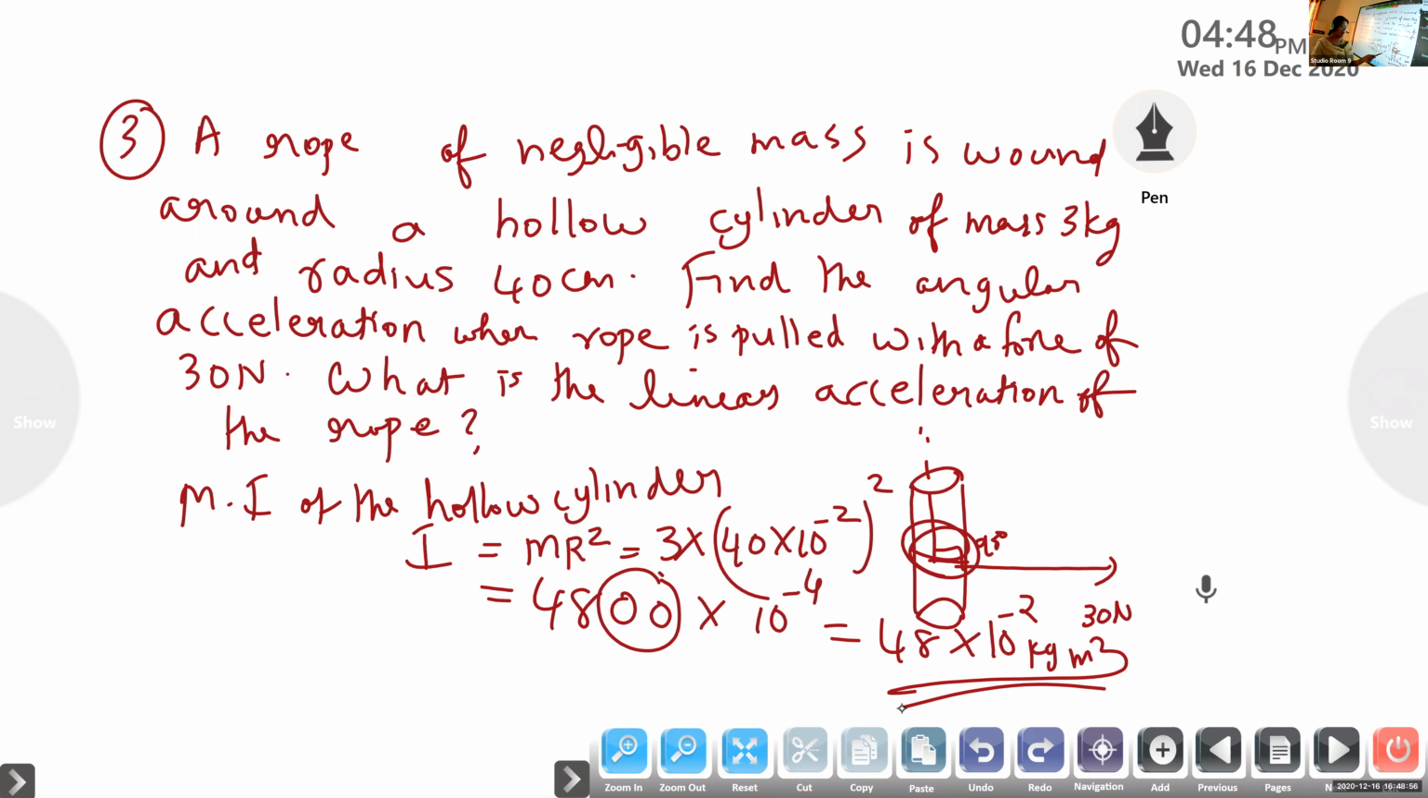(48,000 into 10 to the power of minus 4). 48,000, sorry, 4,800. 4,800 you can write as 48 into 10 to the power of positive 2. 10 to the power of positive 2 into 10 to the power of minus 4, again you are getting 10 to the power of minus 2. Okay. What is the next step?